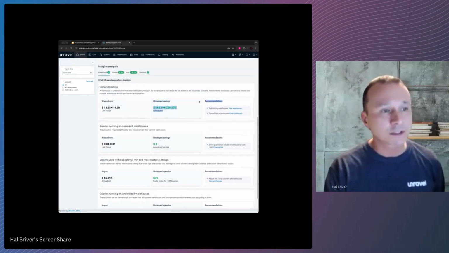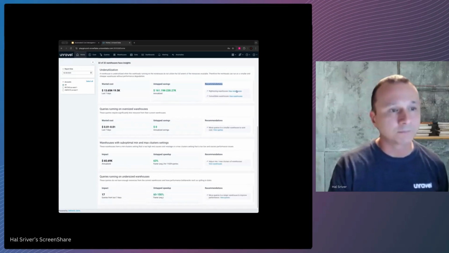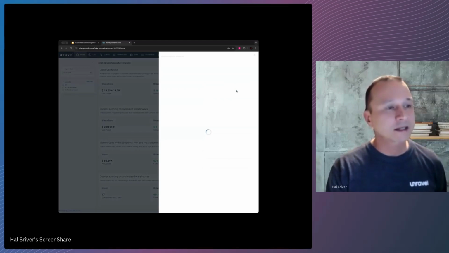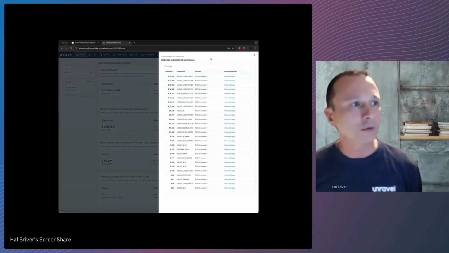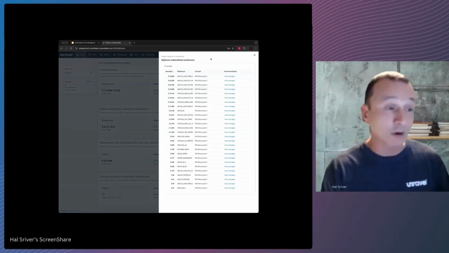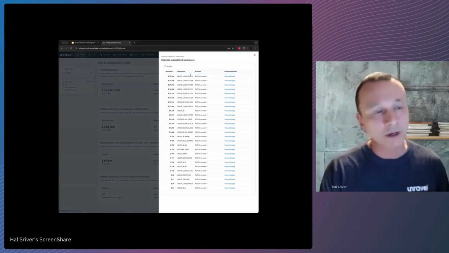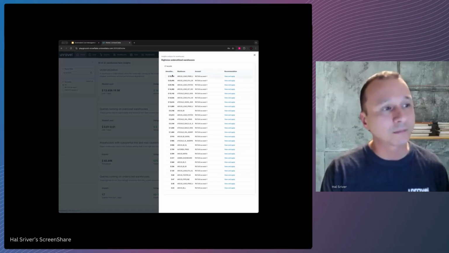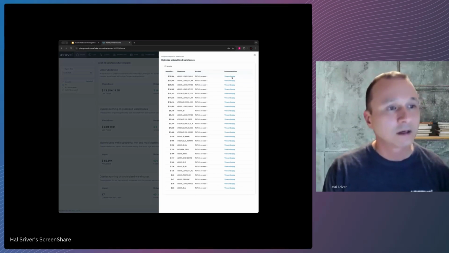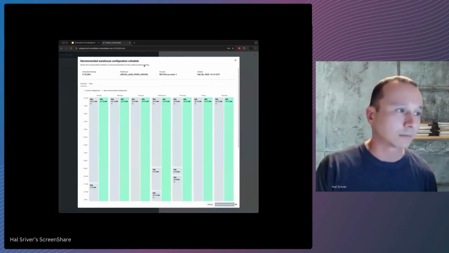So let's look at what some of Unravel is recommending here. Right sizing warehouses. So, right sizing underutilized warehouses. I have quite a few of them here. And it's basically a prioritized list from top to bottom, highest impact in terms of that annualized savings. So let's take a look at what Unravel is recommending.